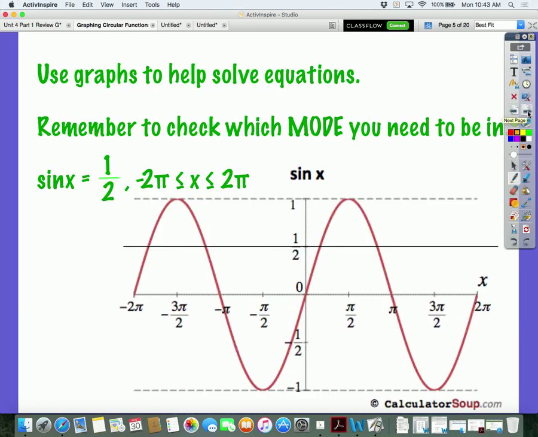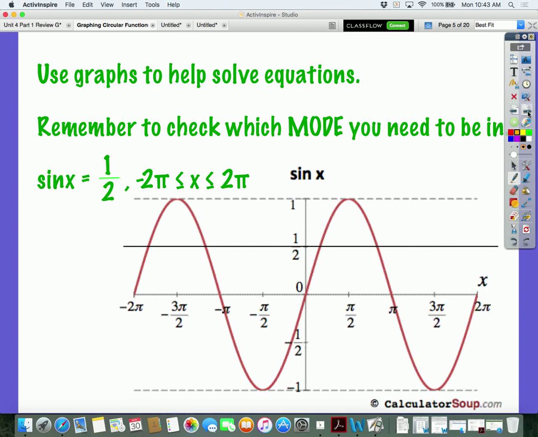Now you can use these graphs to help you solve equations, all right? The one thing I need to make sure you guys know, remember to check your mode. Okay? The problem will tell you what mode you need to be in, okay? Now this is just an example. You don't have to write this down, you're going to do plenty on your own, so just kind of follow along with me on this. All right? Say you have sine x equals 1/2.